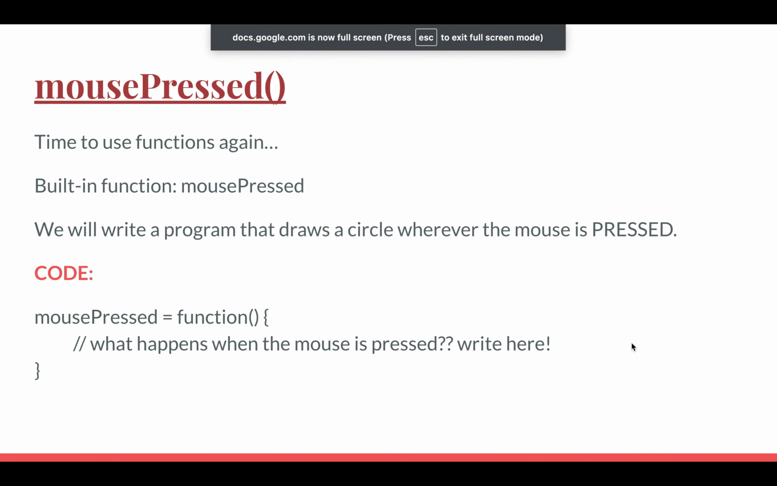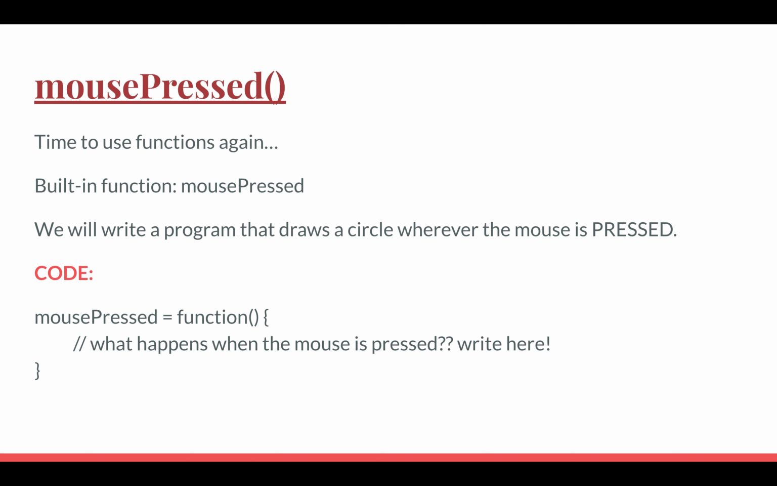And so now we're going to try to use a function again. All right, I'm going to teach you about mouse pressed. And so this is a built-in function that Khan Academy already has. And so mouse pressed equals function. And then basically whatever's in these squiggly brackets will happen whenever the mouse is pressed, whenever you press your mouse. All right. And so we're going to write a program that draws a circle wherever the mouse is pressed.